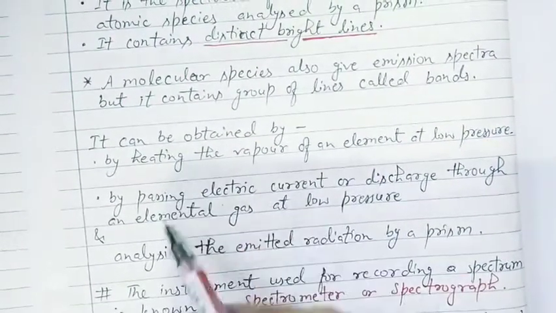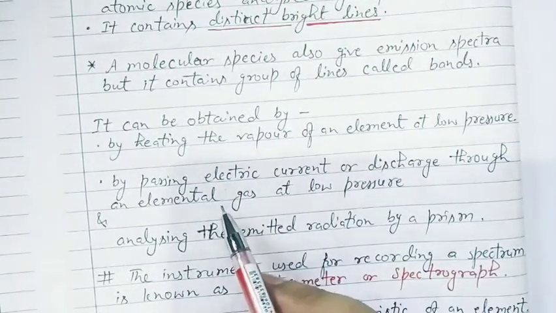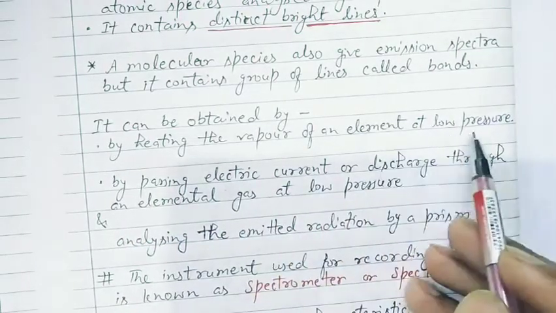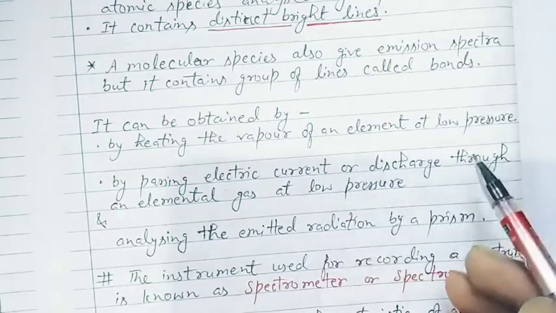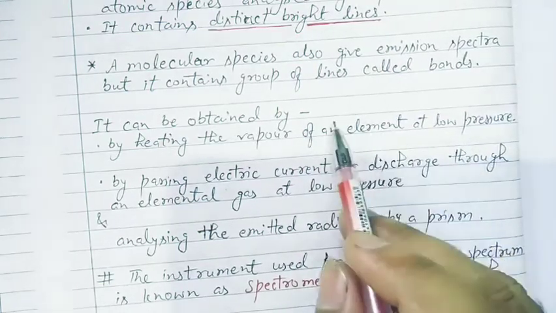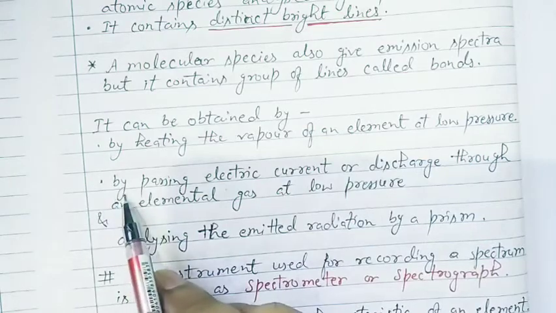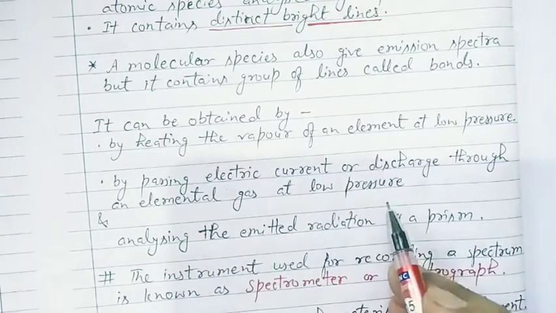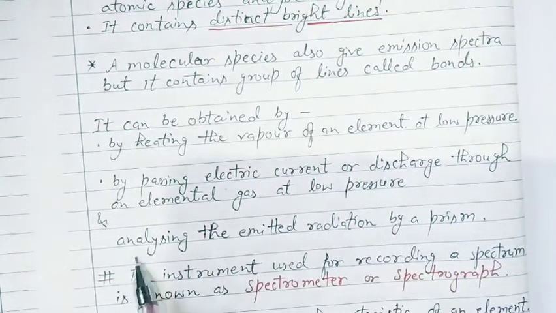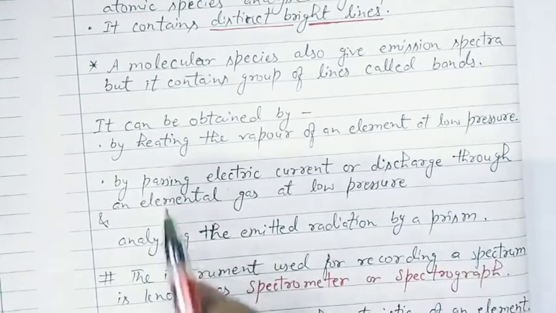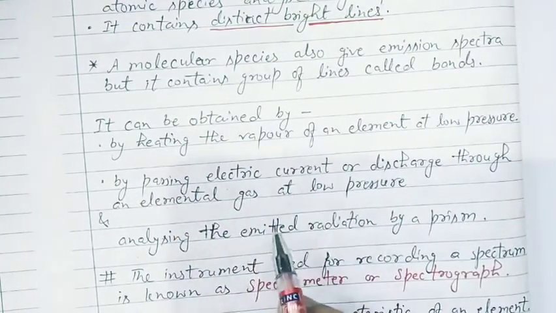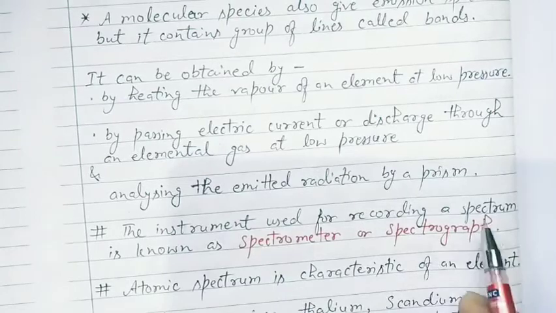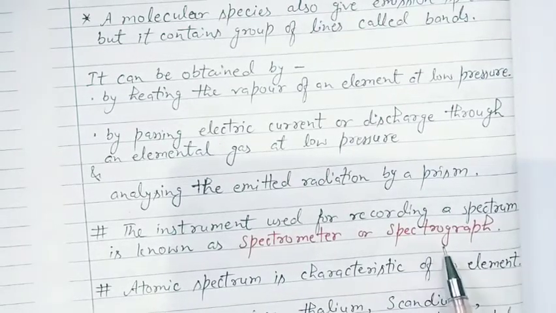Now, what is the process to obtain any atomic spectrum? First, by heating the vapor of an element at very low pressure, and the energy it emits is observed by a prism and spectrometer. Second, by passing an electric current or discharge through an elemental gas at low pressure, like we studied in the cathode ray tube, and analyzing the emitted radiation by a prism. By both methods, whatever energy is emitted, we can analyze with a prism. The instrument used for recording the spectrum is known as a spectrometer or spectrograph.